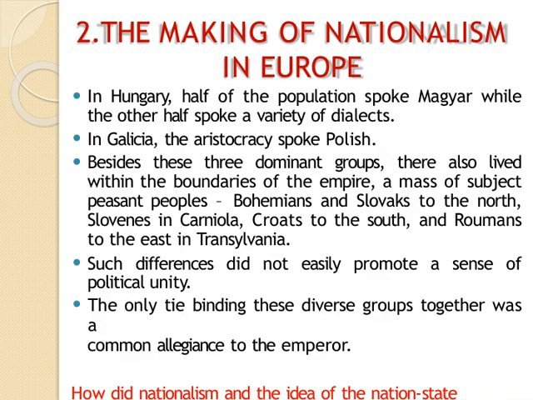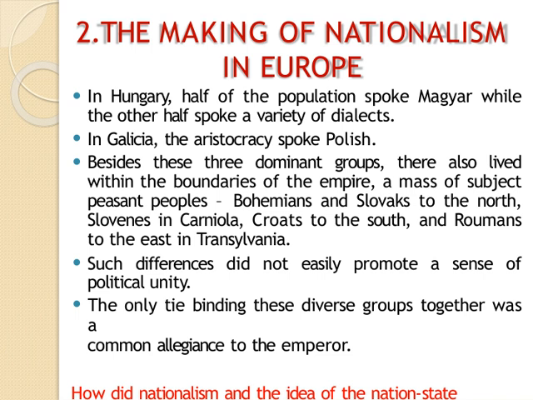Let's take a closer look at how nationalism in Europe was taking shape. In Hungary, for example, half of the population spoke Magyar, which is the Hungarian language, while the other half spoke a variety of local dialects. This linguistic diversity made it difficult to foster a strong sense of unity. Similarly, in Galicia, the aristocratic class primarily spoke Polish, adding another layer of cultural difference.